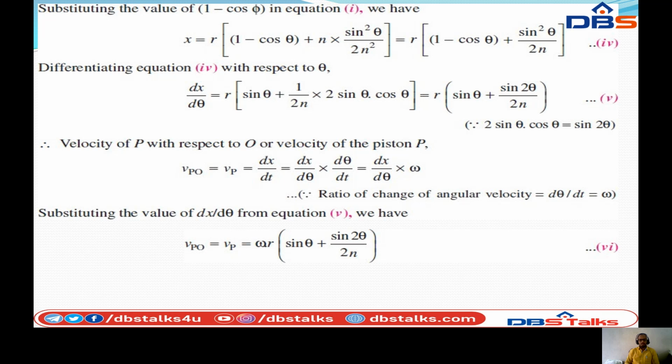This is equation number 4. By differentiating equation 4 with respect to theta, dx by d theta is equal to R into sin theta plus 1 by 2n into 2 sin theta cos theta, equal to R into sin theta plus sin 2 theta by 2n. Then the velocity of P with respect to O, or velocity of the piston, Vp is equal to dx by dt. We cannot get dx by dt directly, so dx by d theta into d theta by dt, which we write as omega. So dx by dt is R omega into sin theta plus sin 2 theta by 2n.